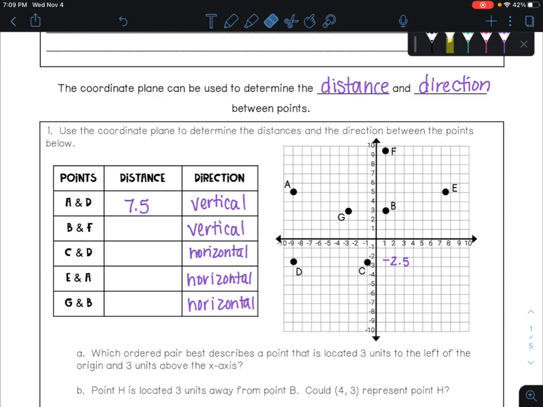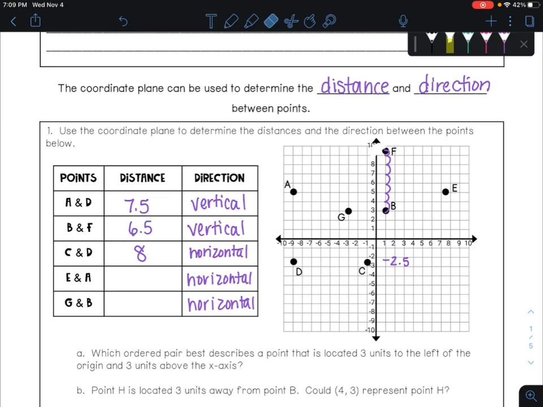So for our next point, let's just do C and D since we already labeled it. So here's C, here's D, okay? They are, let's see, 1, 2, 3, 4, 5, 6, 7, 8 spaces apart. So that worked really well there. Okay, we can try for B and F. Looks like 1, 2, 3, 4, 5, 6. And then this last jump is actually only a half, so 6.5.